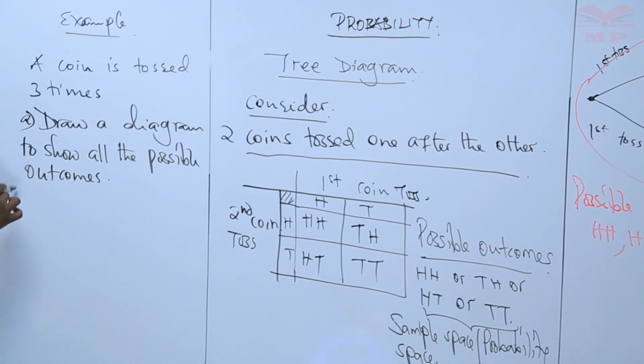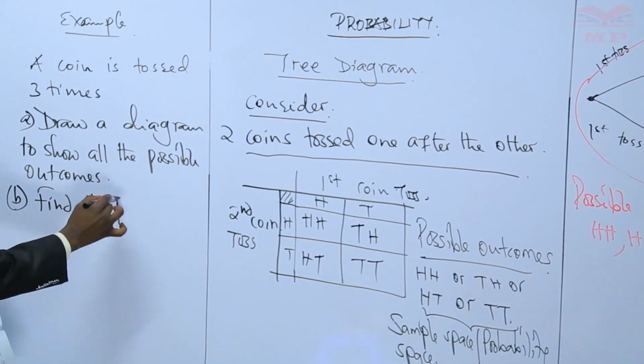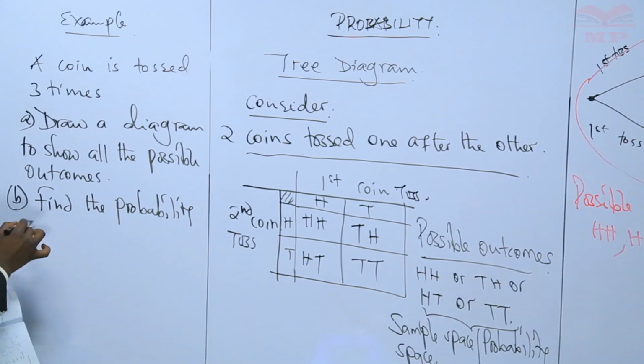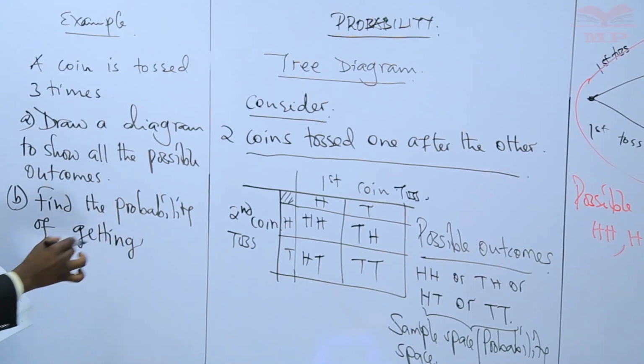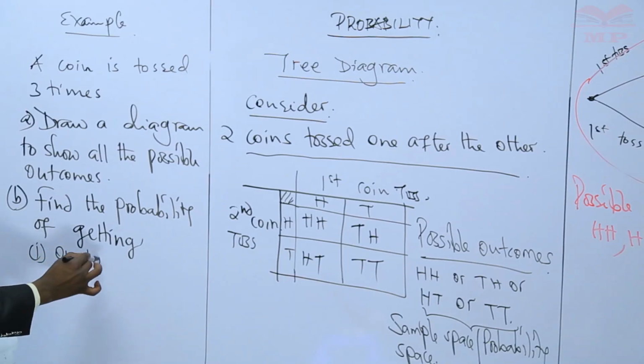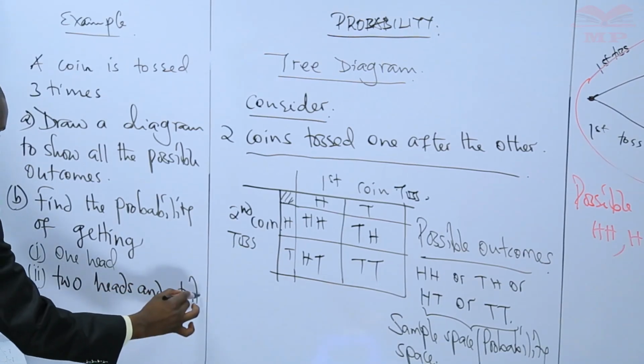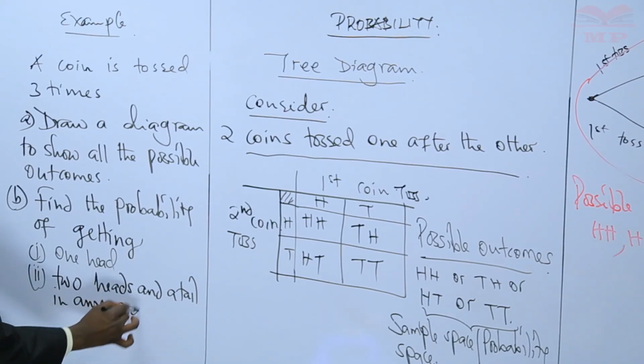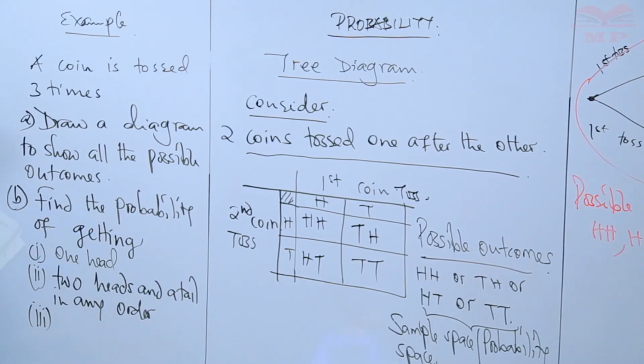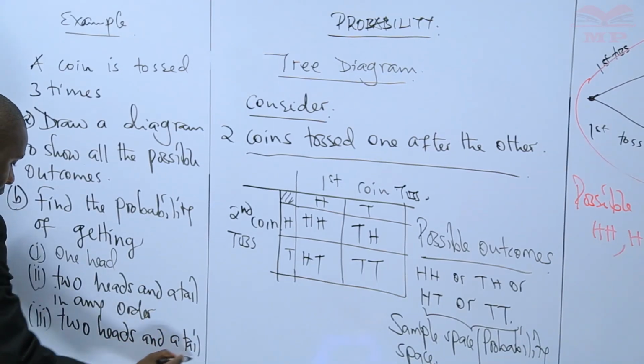B, find the probability of getting: 1, one head; 2, 2 heads and a tail in any order; 3, 2 heads and a tail in that order.